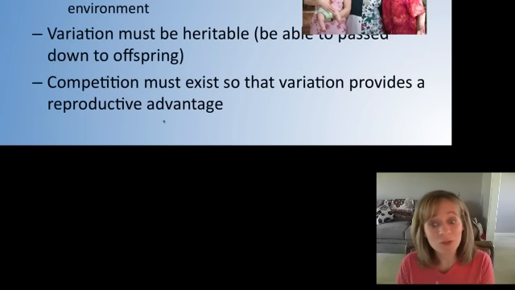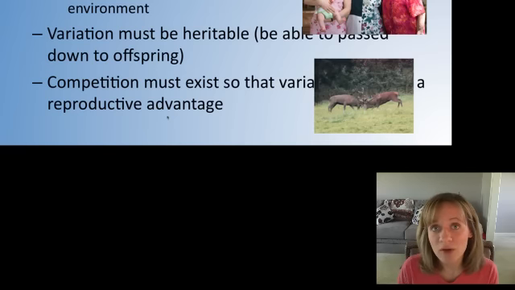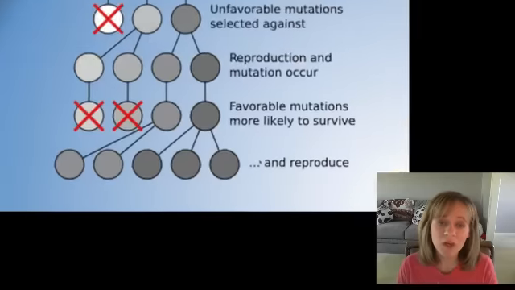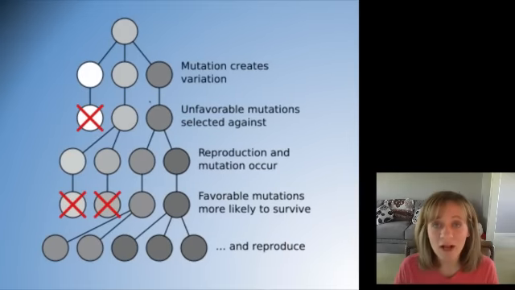And then when you reproduce, what happens? You pass that trait on. So there must be competition for resources as well. Here's a very simple graphic of how natural selection occurs. So we start at the top with just one gray dot. Okay, this is our population of dots.